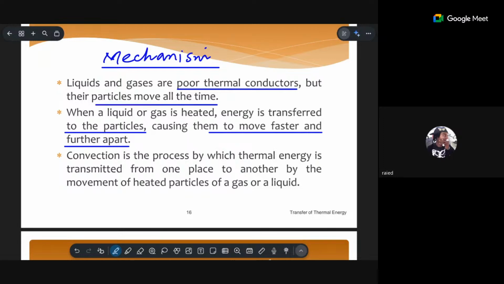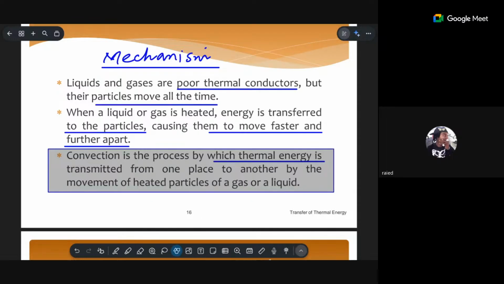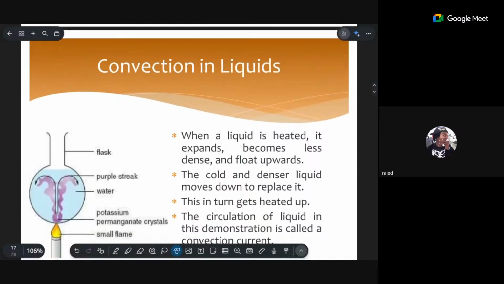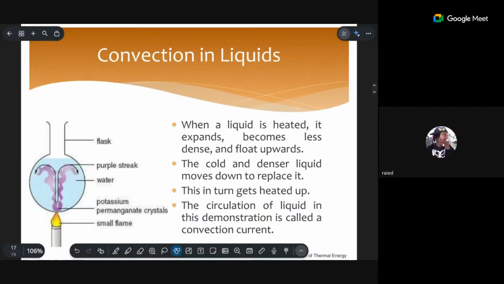Convection is the process by which thermal energy is transferred from one place to another by the movement of the particles. The most important definition you can give is that convection is the process of thermal energy transfer in which the molecules move from one point to another. That is, a bulk movement of the particles takes place in convection, whereas in conduction, the vibration of the particles was taking place. Now this is a demonstration for convection.